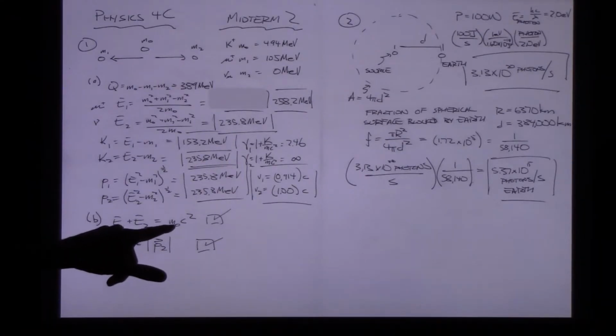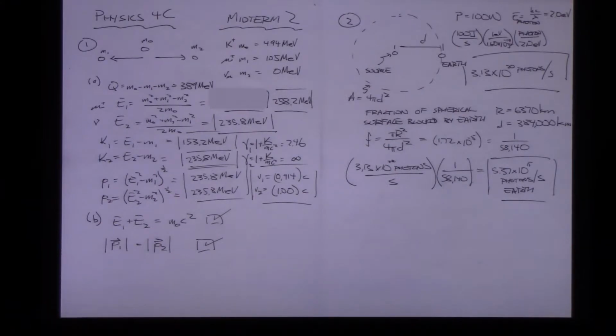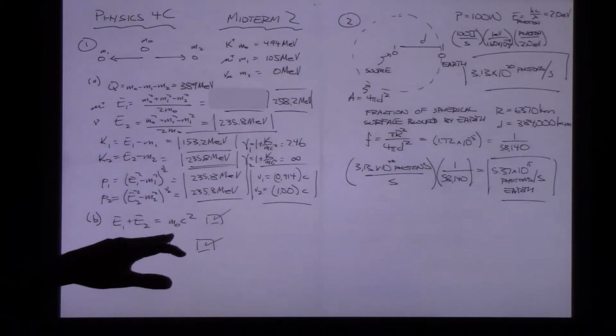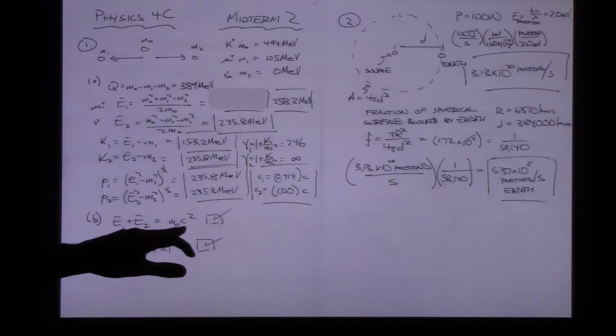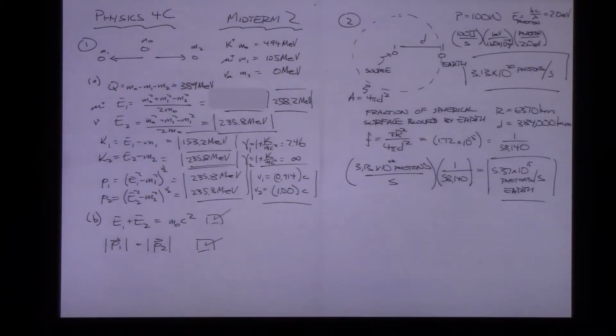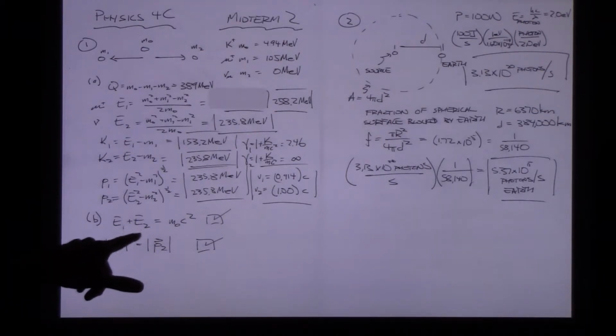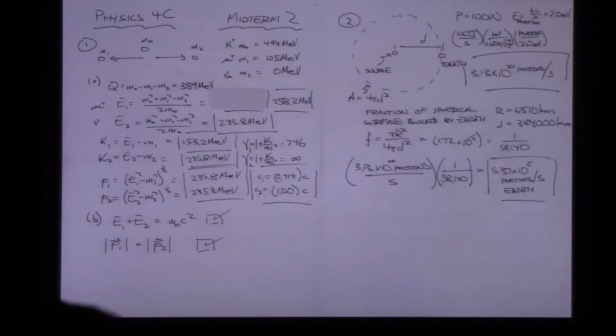Now those 2 should add up to 494, and actually that's what we're saying here in part B. That's an energy check. So energy should be conserved in the reaction, and what that means is the energy we start with, which is MC squared for the kaon, needs to be equal to the total energy of the 2 decay particles. All right.